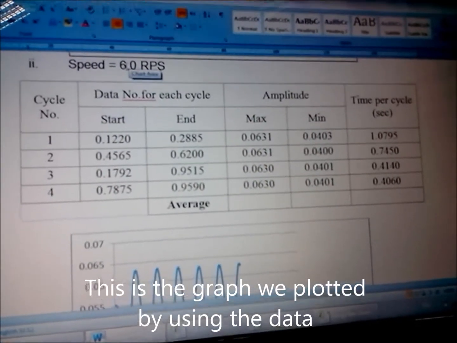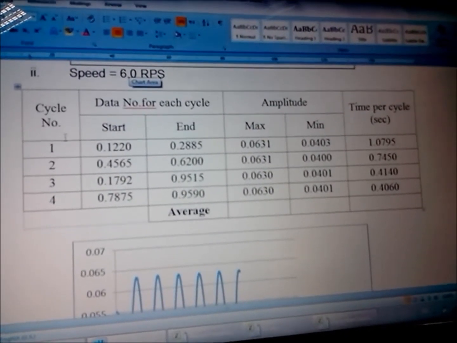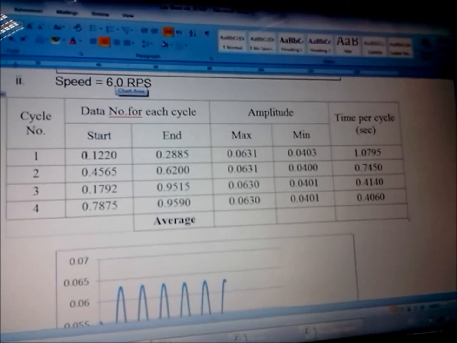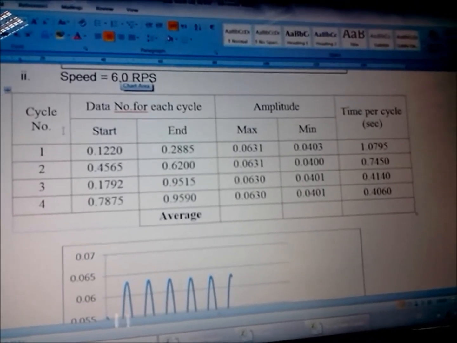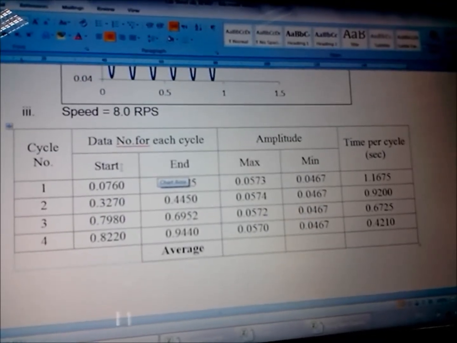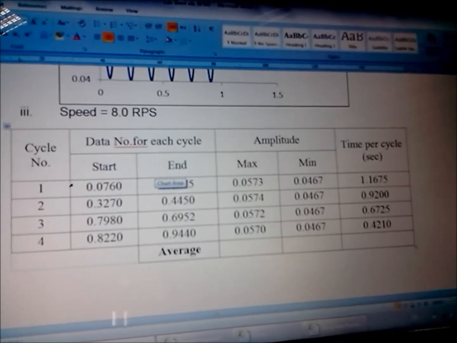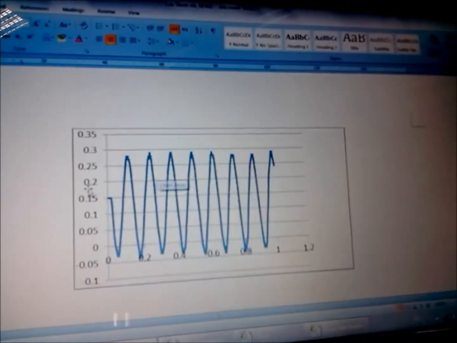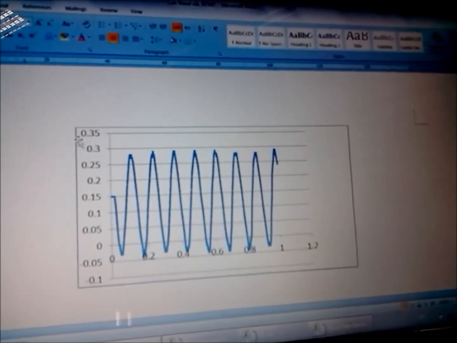For the speed 6 RPS, this is the table where the start is, for example, 0.122, and we take 4 cycles. This is the graph for 6 RPS. We continue with 8 RPS. This is the table like before, and this is the graph we plot.